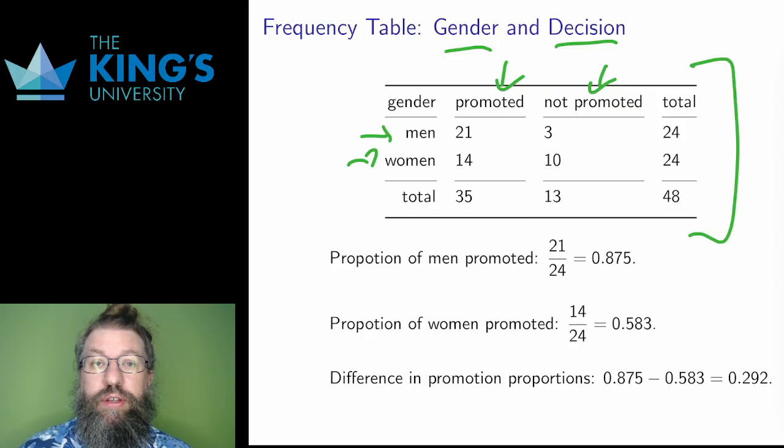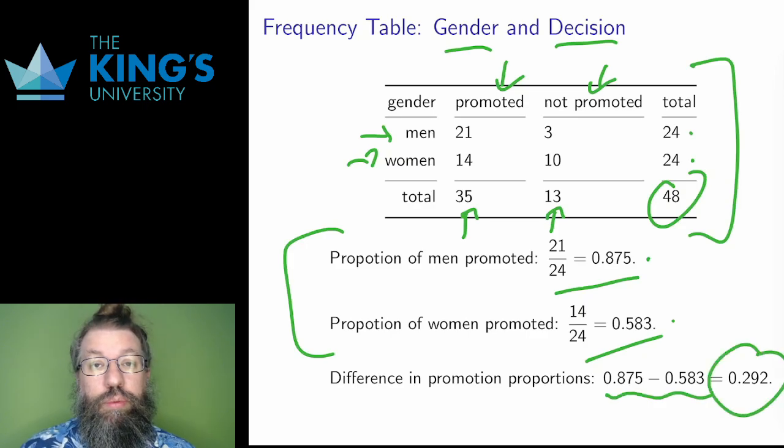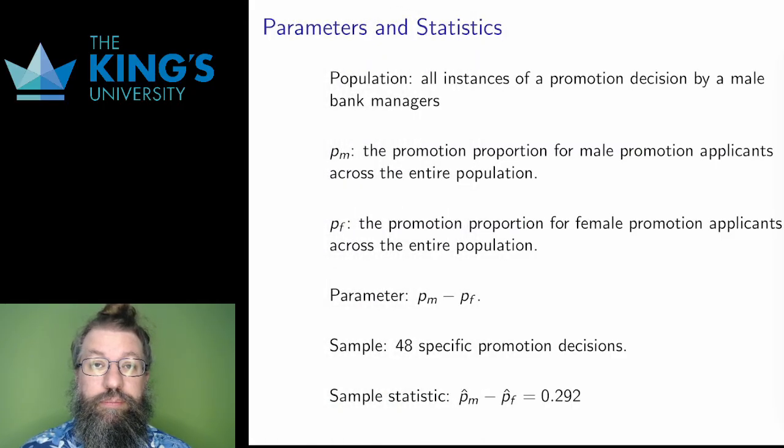Here is the contingency table for these two variables. Of the 48 cases, exactly half were men and half were women under consideration for promotion. You can see from the table how many were actually promoted. And I can read this as proportions. 87.5% of the men were promoted, and 58.3% of the women were promoted. And the difference between these two proportions is 0.292, or 29.2%. Let's make sense of this 0.292 proportional difference.